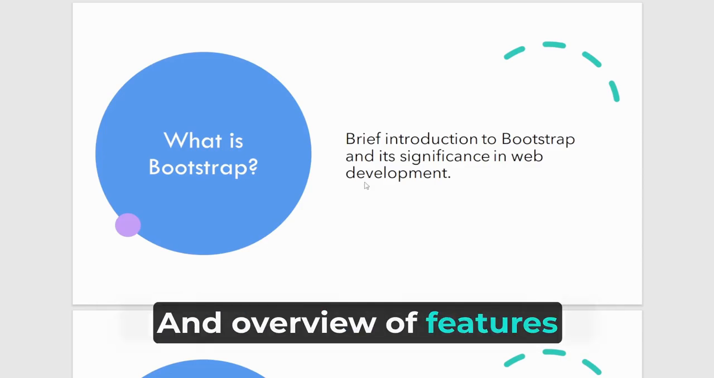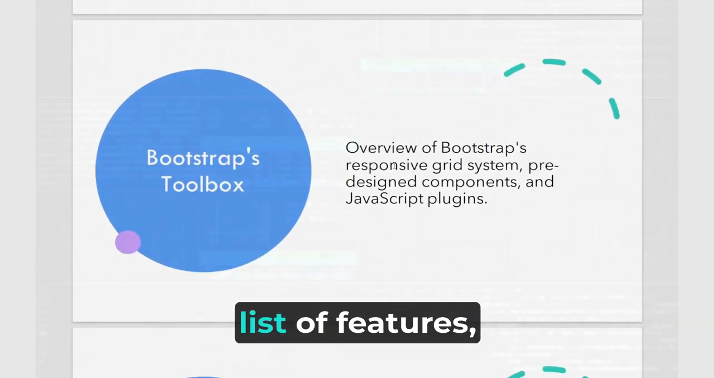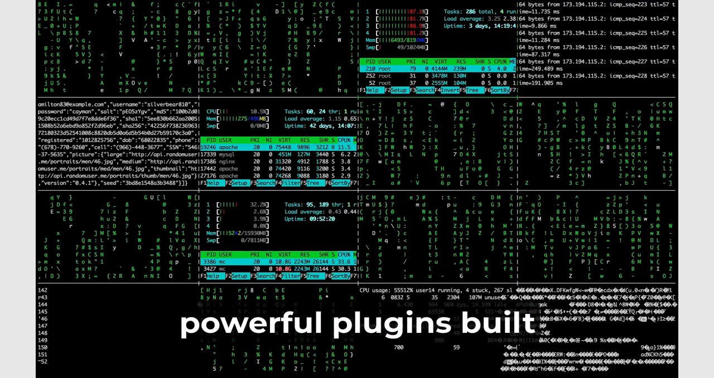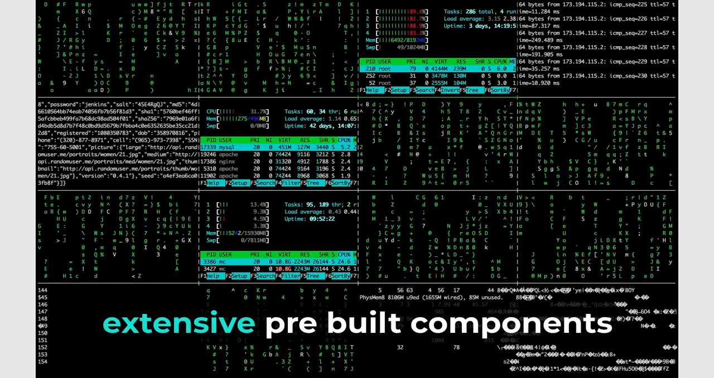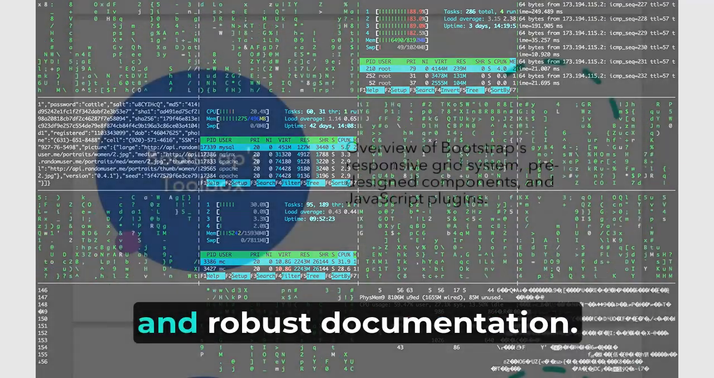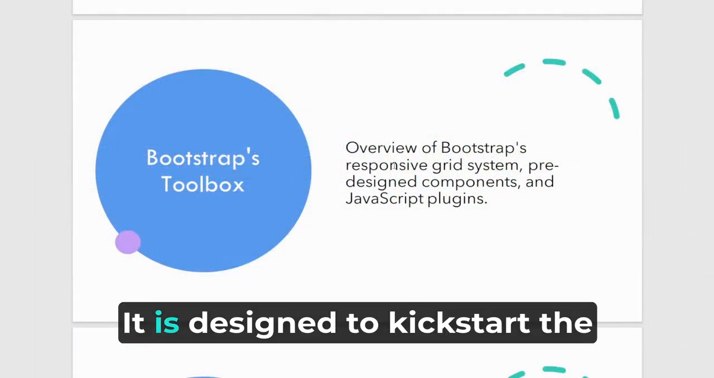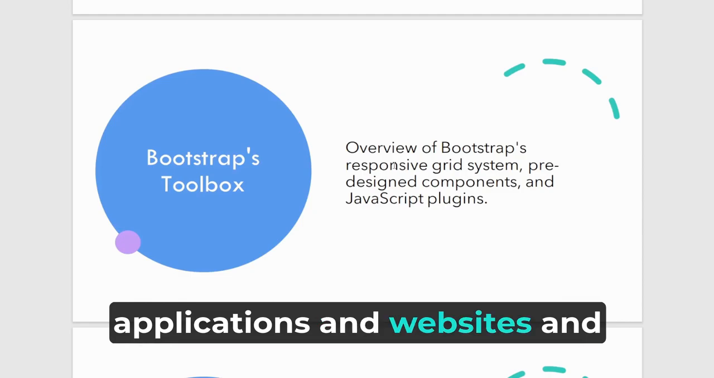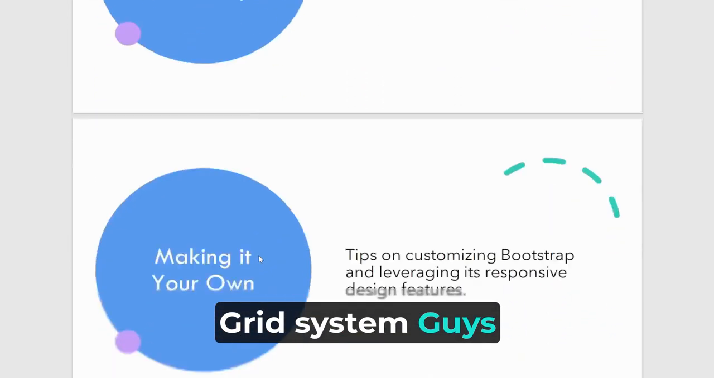An overview of features: Bootstrap offers an extensive list of features, a responsive grid system, powerful plugins built on jQuery, extensive pre-built components, and robust documentation. It is designed to kickstart the development of web-based applications and websites. And understanding the grid system, guys.